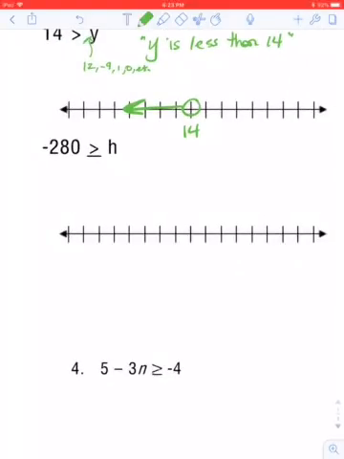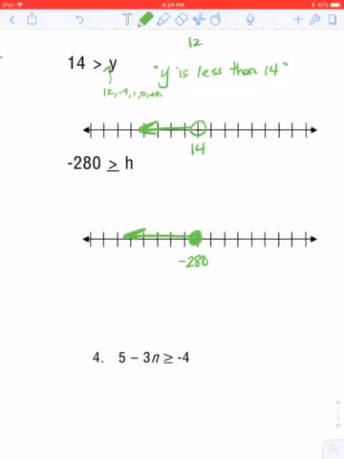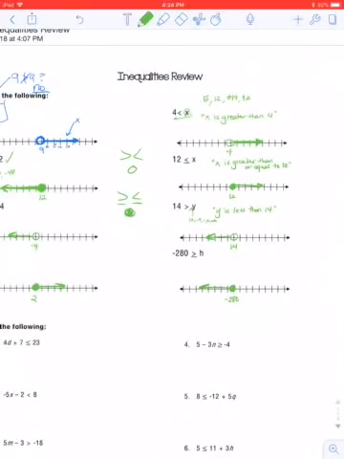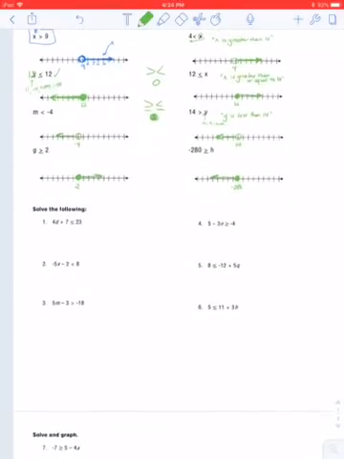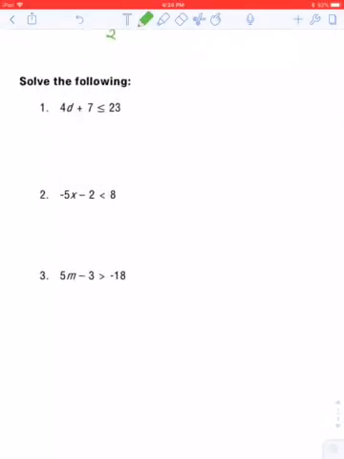Okay, so last one, again, I'm going to mark -280. Closed circle this time, and h is again less than or equal to. Okay, forgot to change my colors in between each one. Whoops. All right, so now let's recap how to solve.